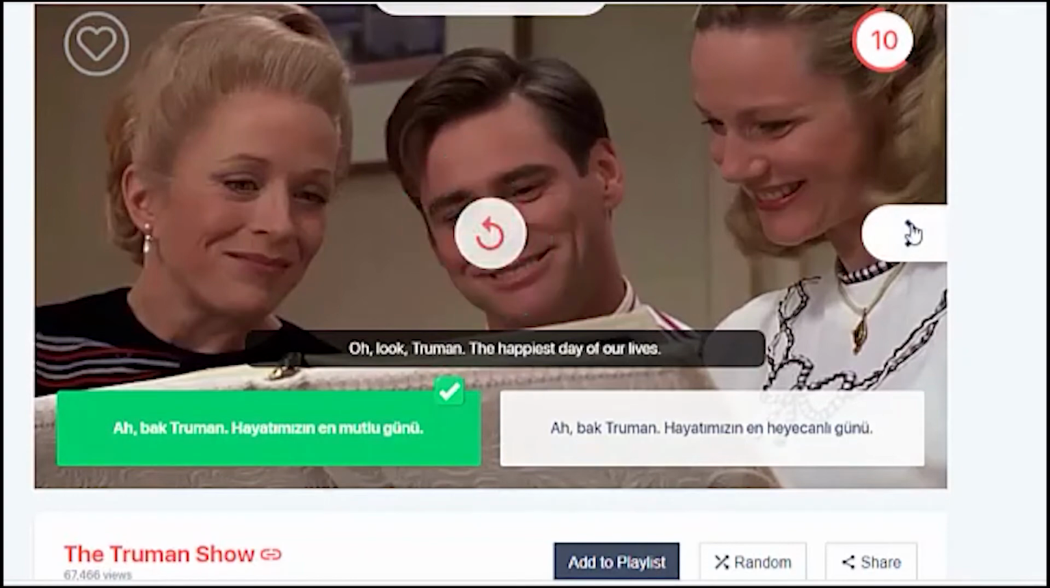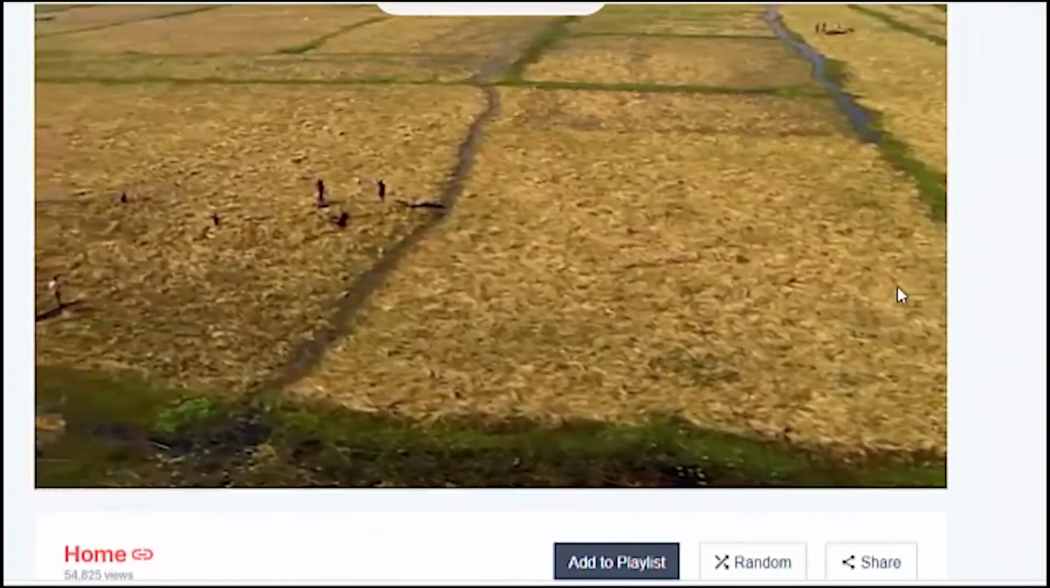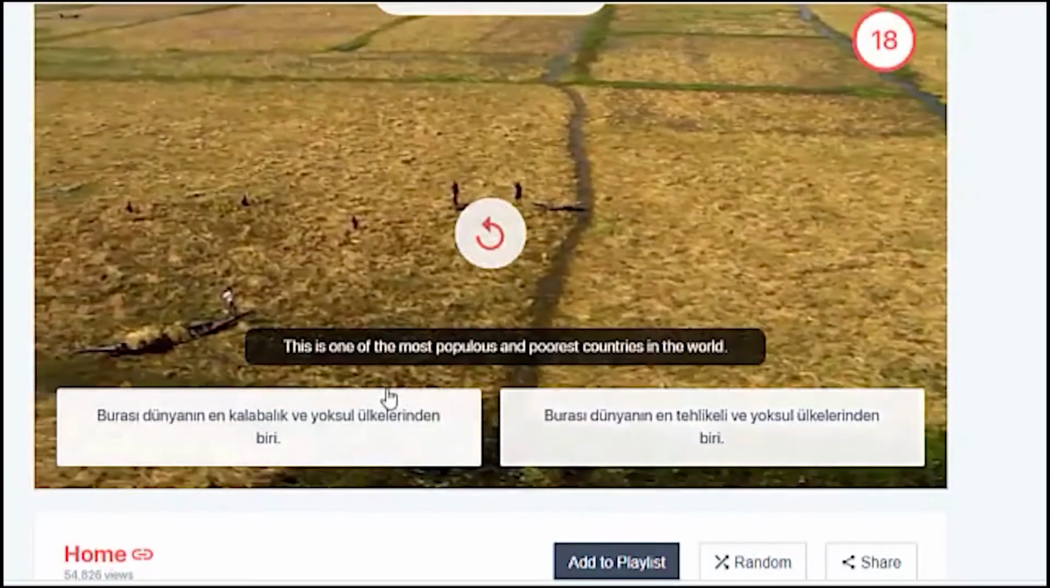Happy, happiest. This is one of the most populous and poorest countries in the world. Here we have the most populous.